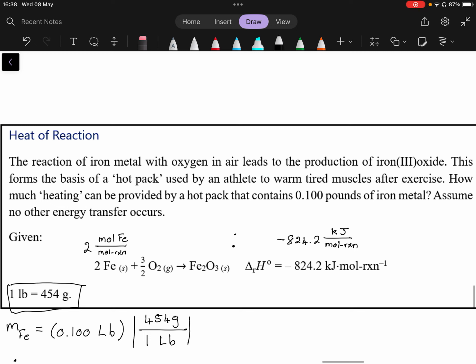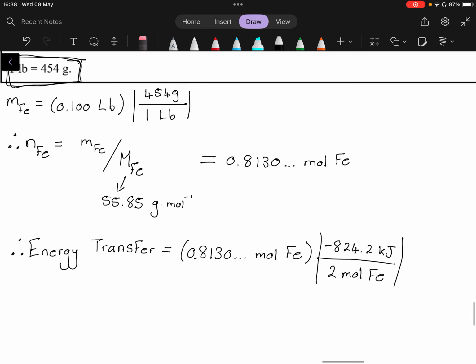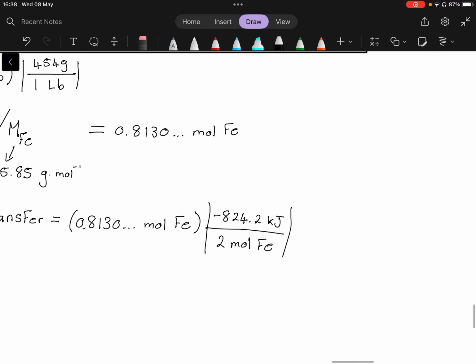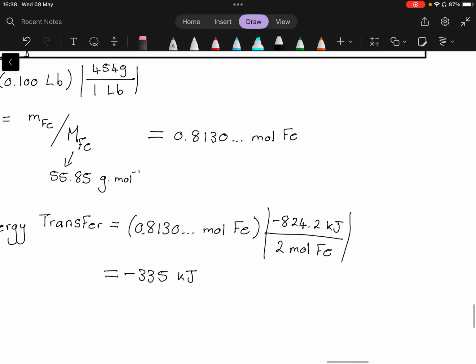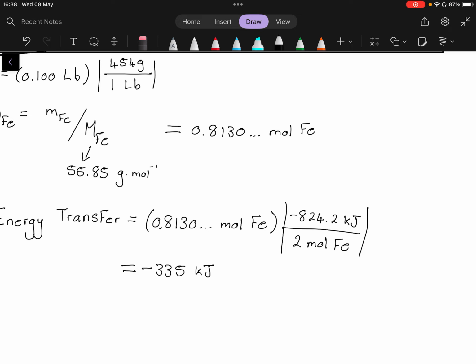So technically what I do is I substitute that, and I do the same thing as what I did with the pounds. I say the thing at the right is divided by the left. And what's common between those two? The mole reaction. So it's so many kilojoules per 2 mole of iron, and then you can just calculate it. You get minus 335 kilojoule. Three significant figures.